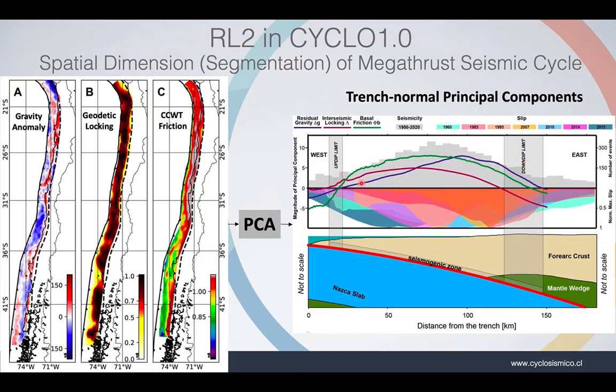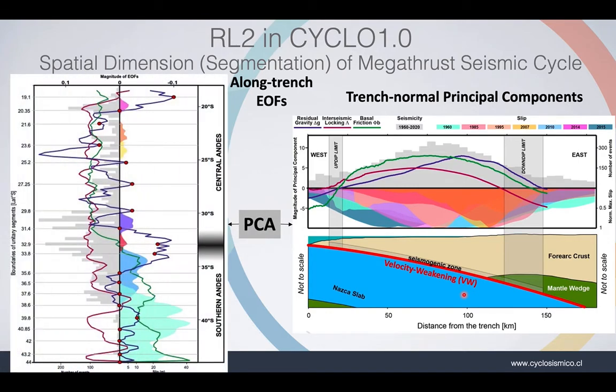And we identified that inside this zone we are in a velocity weakening regime, thinking on the rate and state friction theory for faults. We can also extract the along-trench empirical orthogonal function, similar to the trench-normal principal component, and this is shown here from north to south, for the three different proxies correlated also with the seismic parameters. We can see that these have some correlation from north to south, particularly for the changes in gravity.